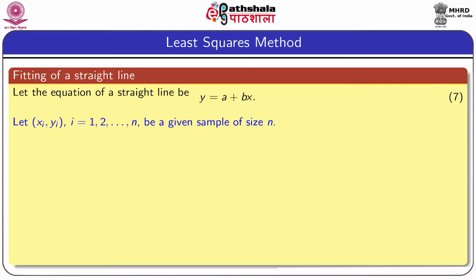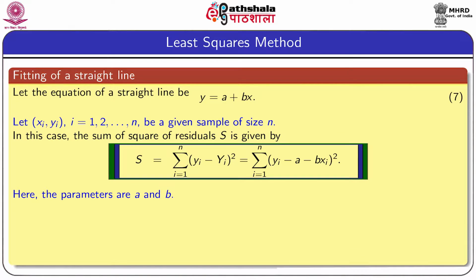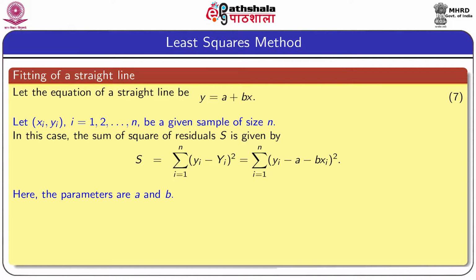Now let us consider a simple case of the general least square method. Here you consider a straight line y equal to a plus bx. Let (xi, yi), i equal to 1 to n, be a given sample of size n. In this case, the sum of square of residual S is given by S equal to summation (yi minus Yi) whole to the power 2, equal to summation over i equal to 1 to n (yi minus a minus bxi) whole to the power 2. Here a and b are the unknown parameters.